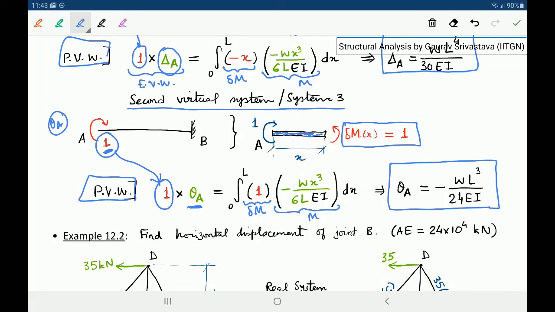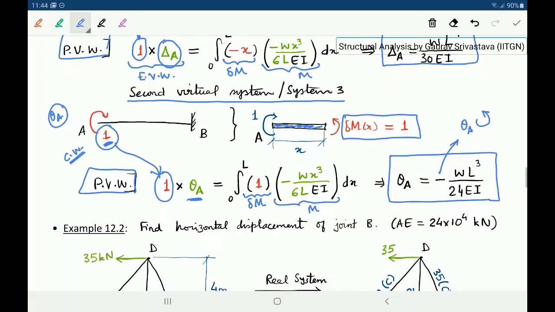Okay, now in this case we get a negative sign, which indicates that the actual direction of theta A is opposite of what we have assumed. So here we have assumed a clockwise moment. So a negative sign indicates that theta A is actually counterclockwise. Okay, and you can also see from the actual deformed shape that theta A is indeed counterclockwise.